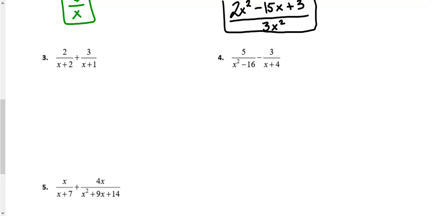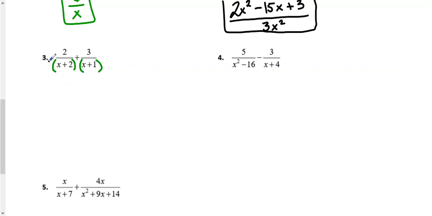Okay, problem number 3. Here we have two binomials. Whenever we have an addition or a subtraction sign, we have to keep these together. So we're saying this first fraction has an x plus 2 on the bottom, and the second fraction has an x plus 1 on the bottom.